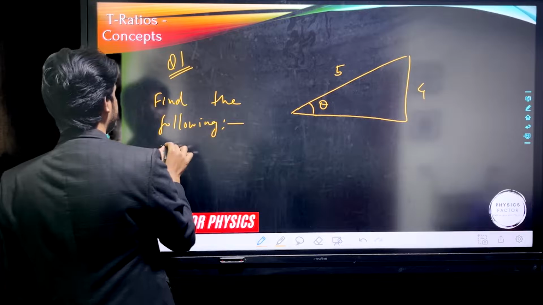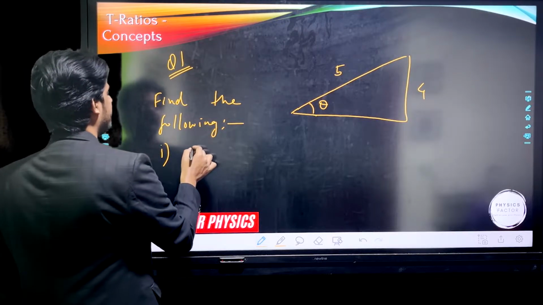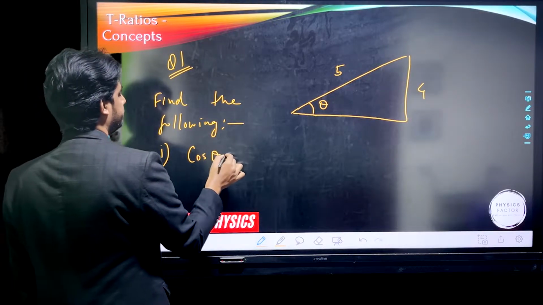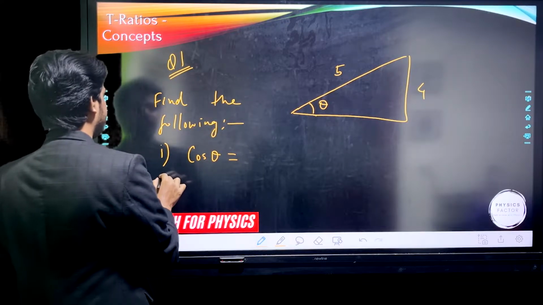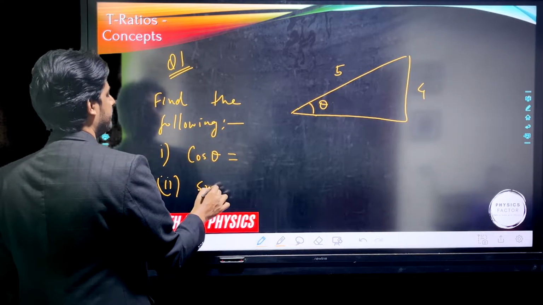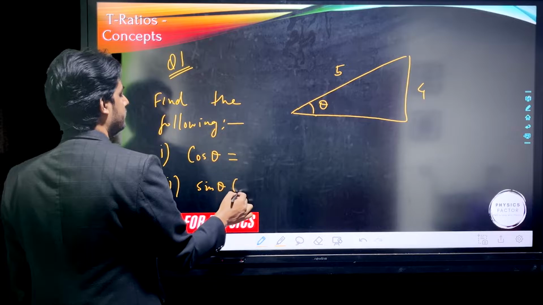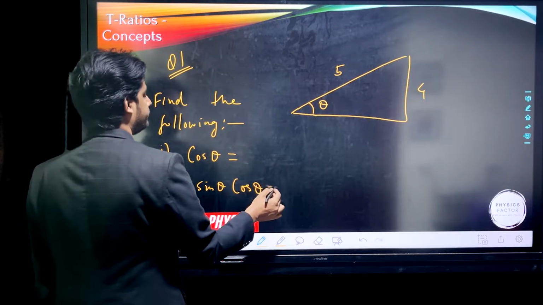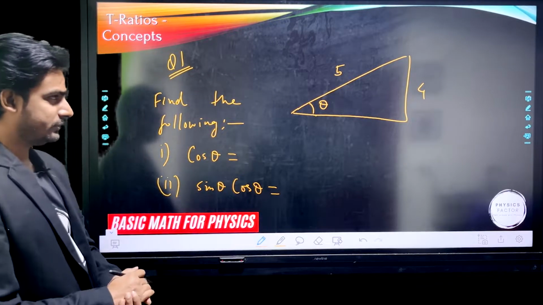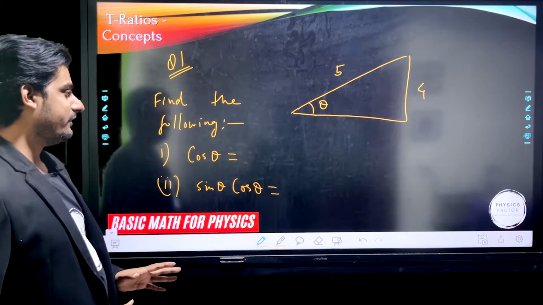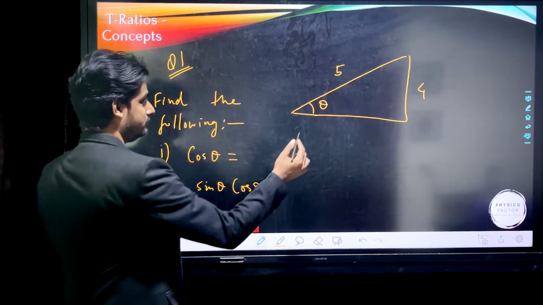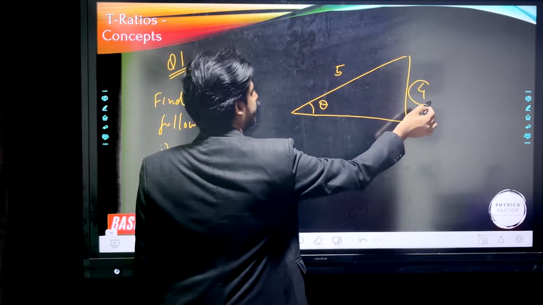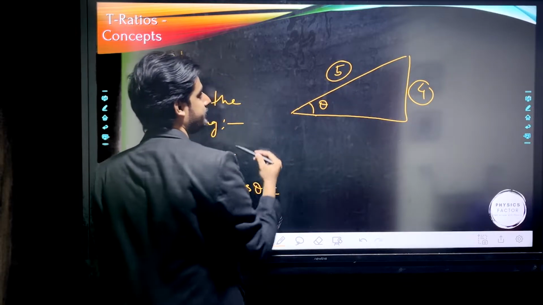So first they'll ask you to calculate, let's say, the value of cos theta. Second, find the value of sin theta into cos theta. Let's say we have these 2 questions. So what we'll do first, this is perpendicular and this is hypotenuse.